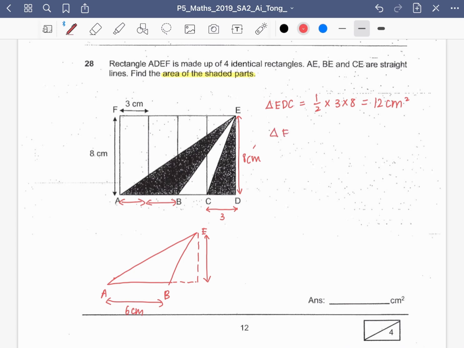Triangle EBA is equals to half times 6, which is your base, times your height, which is 8 cm, and you will get 24 cm square. Now we want to find the area of the shaded parts, so we have to add them together. So shaded is equals to 24 plus 12, which is equals to 36 cm square. The answer is 36 cm square.